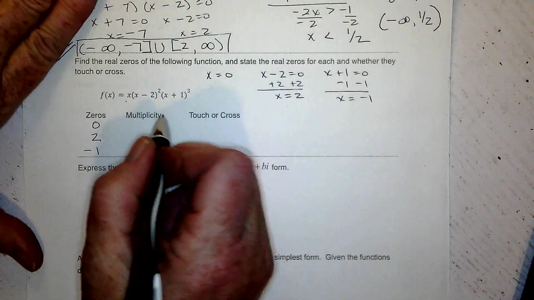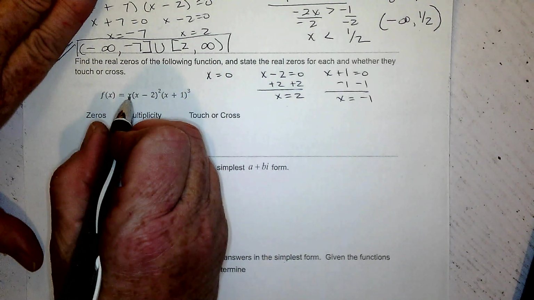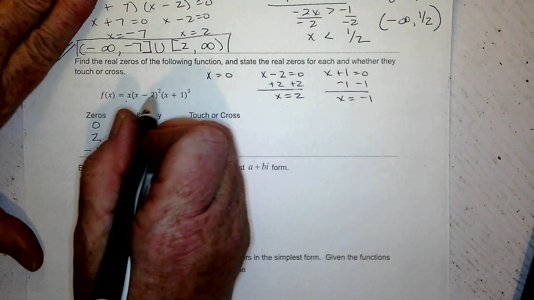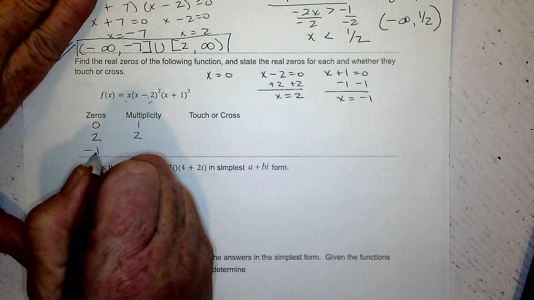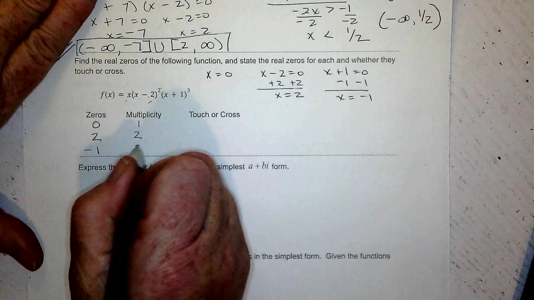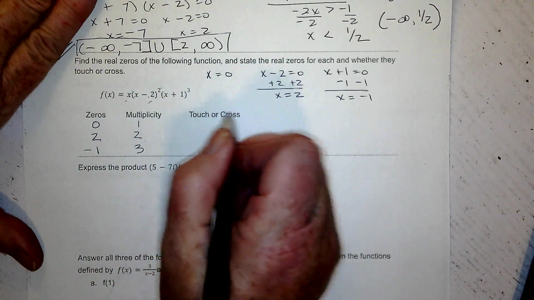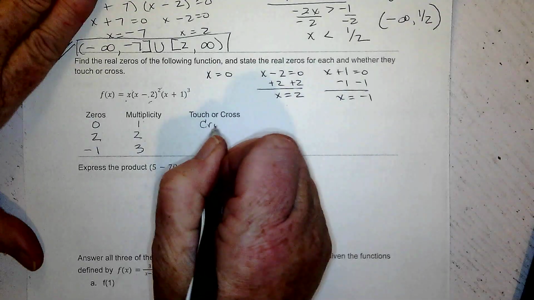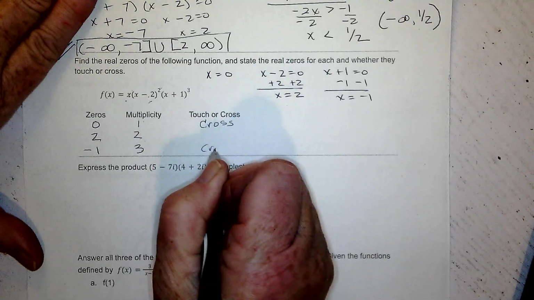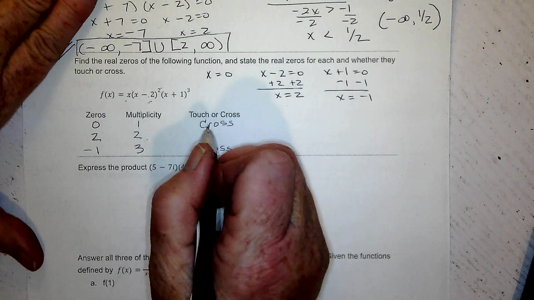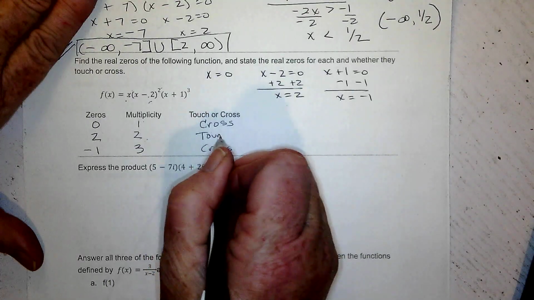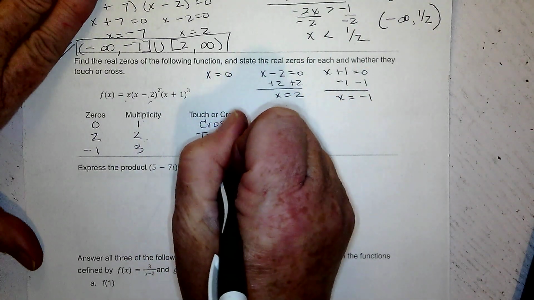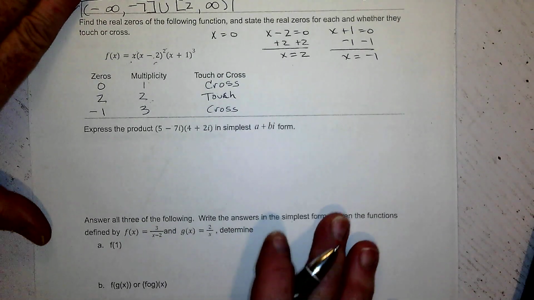Okay. The multiplicities of each. The 0 has an exponent of 1. The 2 has an exponent of 2. And the negative 1 has an exponent of 3. Now, do they touch or cross? The odds cross. The evens touch or bounce. I'm writing counts. Of course I am. There we go.